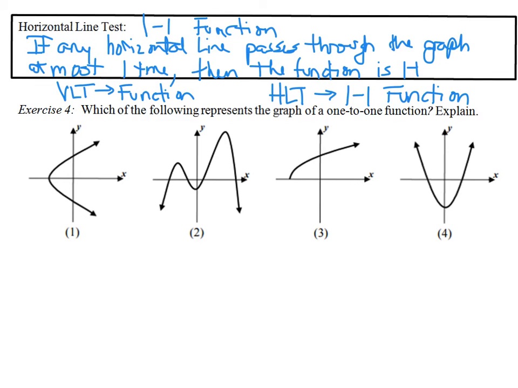So for example number 1, when we look at this one closely, we see that we can draw a vertical line that crosses the graph more than once. So that tells us right away that this is not a function. I'm not even going to test it for the horizontal line test because it can't be a one-to-one function if it's not a function. For graph number 2, I see that each vertical line only crosses the graph once. So that tells me that this one is a function.